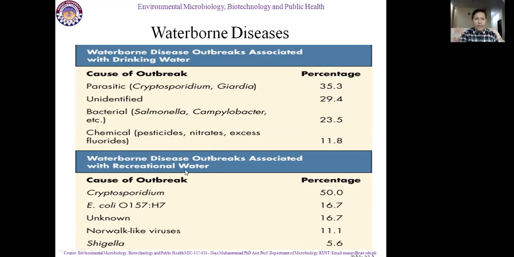Waterborne disease outbreak associated with recreational water, recycled water: Cryptosporidium almost 50%, E. coli O157:H7 16%, unknown 16%, Norwalk-like viruses 11%, and Shigella, let me show it, 5.6%.